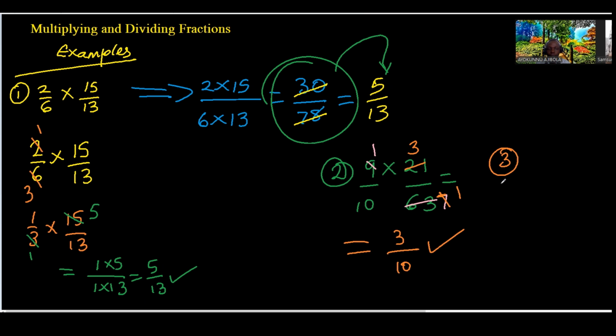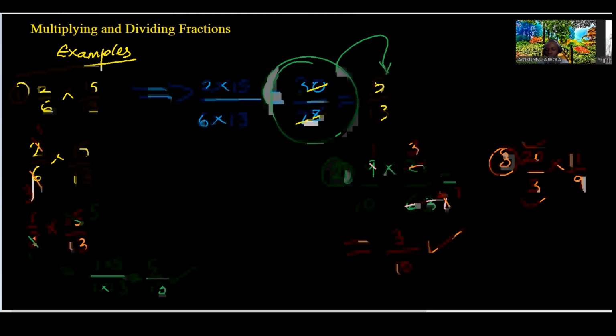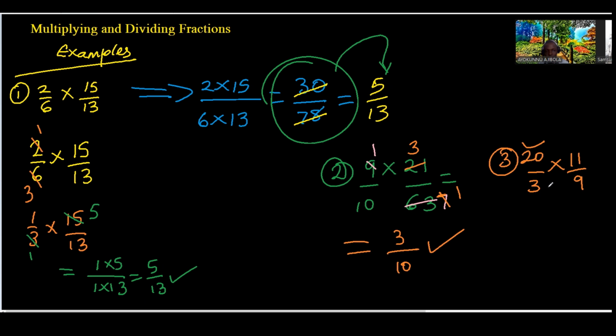Okay, let's look at one more. Please focus on this. Let's say we have 20 over 3 times 11 over 9. Looking at this, there is obviously nothing common, because no number at the top can divide any number at the bottom. Is that clear? So in this case, I don't have any choice other than to multiply them.